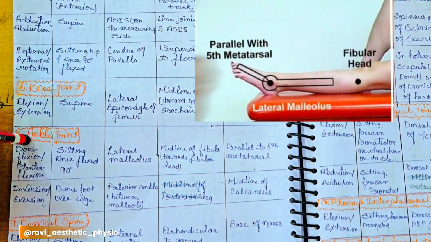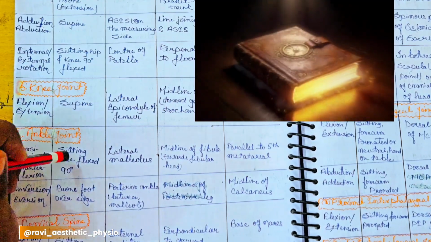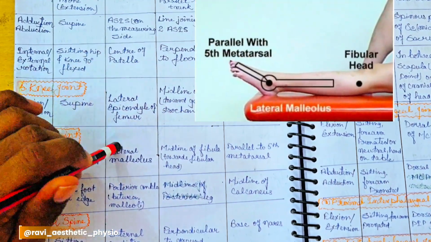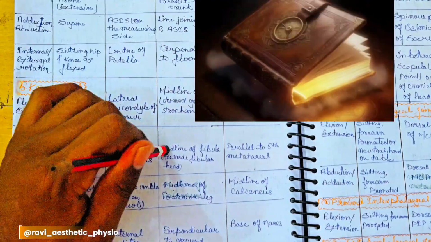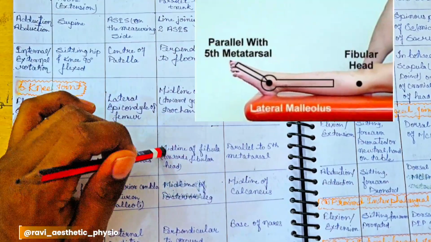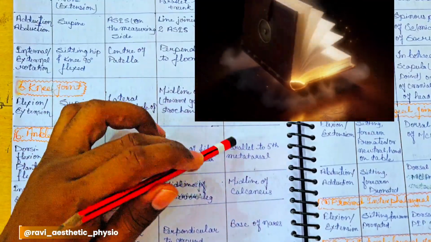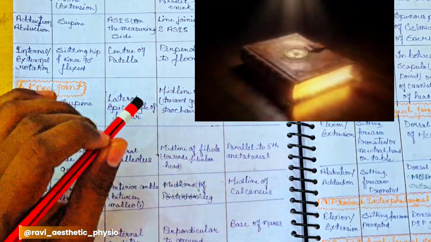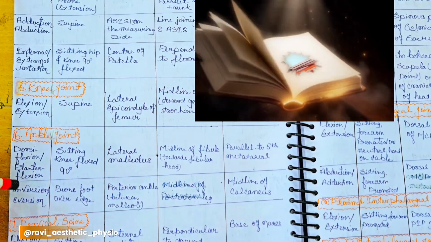In the ankle joint, the motions are dorsiflexion and plantarflexion. The patient position is to be supine or sitting, with knees flexed 90 degrees. The fulcrum is placed laterally over the lateral malleolus, and the stationary arm is parallel towards the fibular head, and the movable arm moves with the fifth metatarsal bone. So you can easily identify the range when checking dorsiflexion and plantarflexion of the patient.